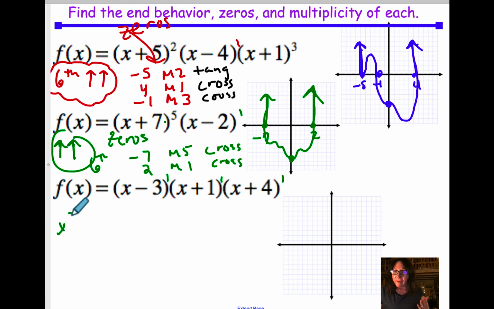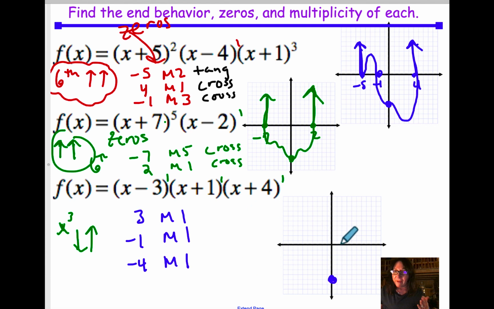For this last problem here, I've got 1, 1, 1. So that's x to the 3rd power, which means it's a cubic, which means right arm up, left arm down. And so therefore, I know I have zeros at 3, with a multiplicity of 1. At negative 1, I have a 0 with a multiplicity of 1. And at negative 4, I have a 0 with the multiplicity of 1. And my y-intercept is negative times positive, which is negative. So I'm just going to put a negative point there.